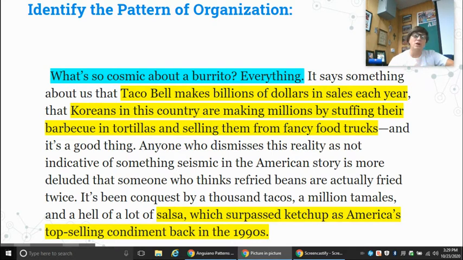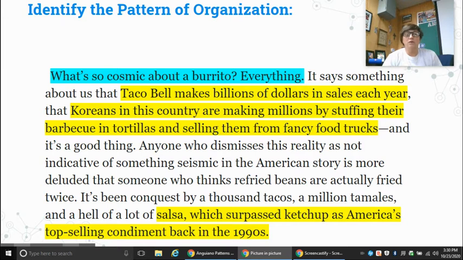Okay, so I'm going to read it. What's so cosmic about a burrito? Everything. It says something about us that Taco Bell makes billions of dollars in sales each year. That Koreans in this country are making millions by stuffing their barbecue in tortillas and selling them from fancy food trucks. And it's a good thing. Anyone who dismisses this reality as not indicative of something seismic in the American story is more deluded than someone who thinks refried beans are actually fried twice. It's been conquest by 1,000 tacos, a million tamales, and a hell of a lot of salsa, which surpassed ketchup as America's top-selling condiment back in the 1990s.